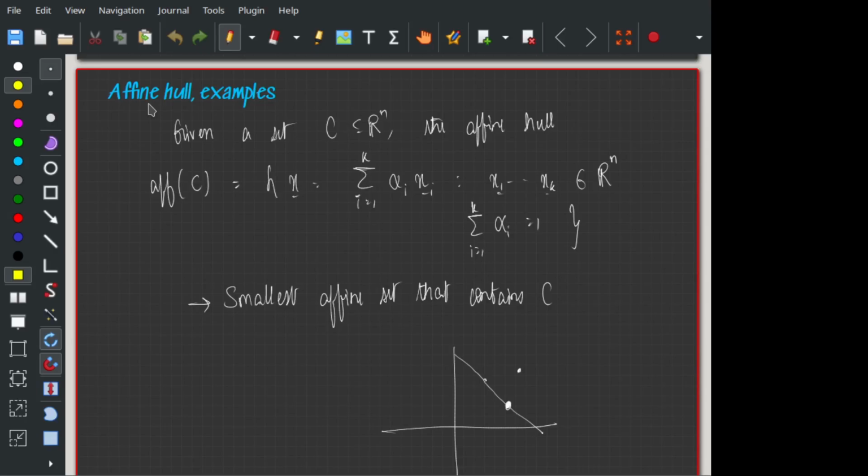So you take an arbitrary set. It could be something very weird looking. So essentially, the affine hull is an affine set. It is the smallest affine set which contains it. So you don't say affine hull in isolation. It's the affine hull of some set. You have some given set, and you're looking at the affine hull of this particular set.